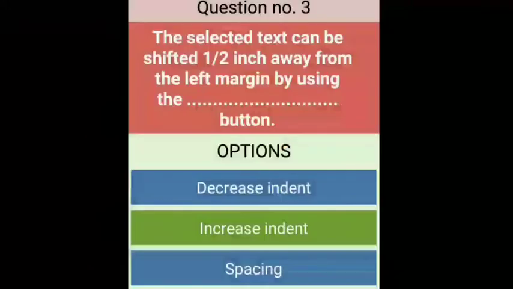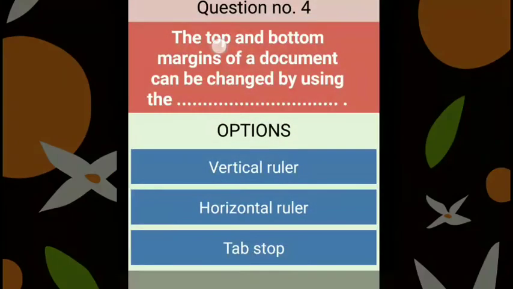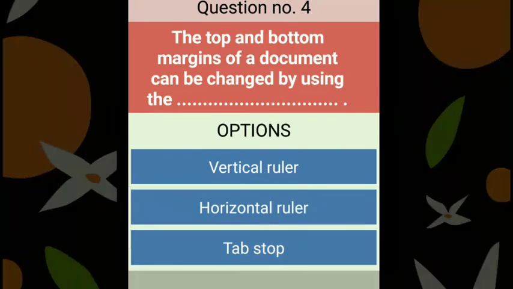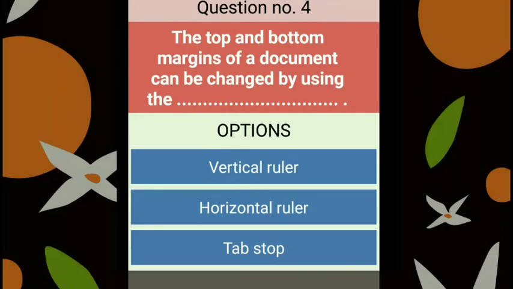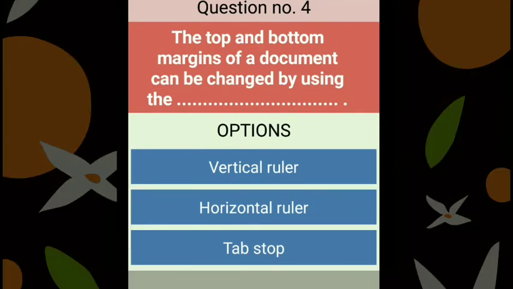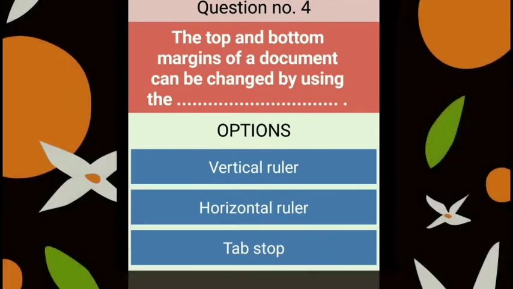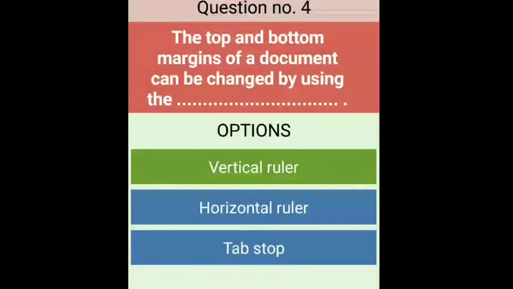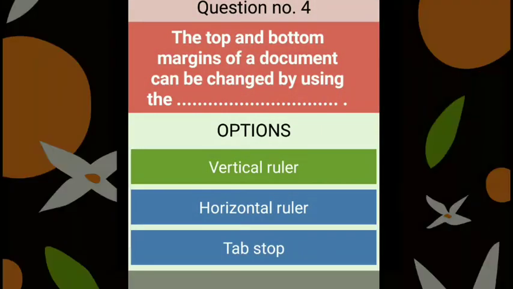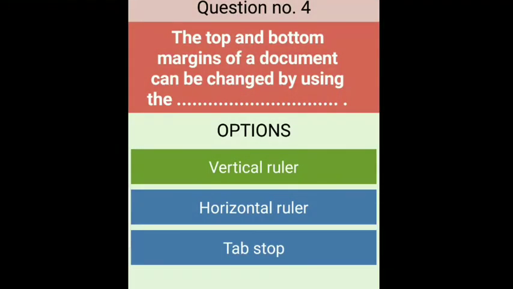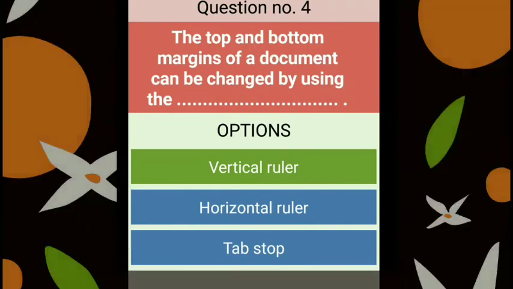Right. Answer. Question number 4 is, the top and bottom margins of a document can be changed by using the dash. अगर हमें document का top and bottom margin change करना है, then which option we will choose? We can choose vertical ruler. Right. Okay, vertical ruler आपका side में display होता है, ruler उसको scale की तरह होता है. That can be used to set the top and bottom margins.